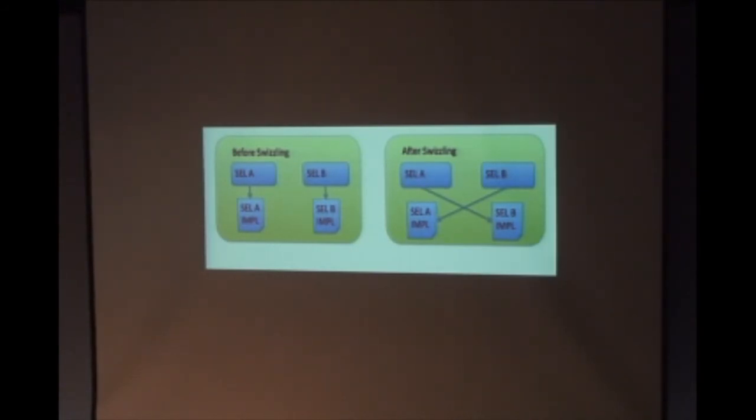You see on the left-hand side the normal way it works. You have a selector A with a selector A implementation, selector B with its implementation. And what method swizzling does is exchange those implementations. So now if you call B, it will actually run the code of A, and if you call A, it will run the code of B.